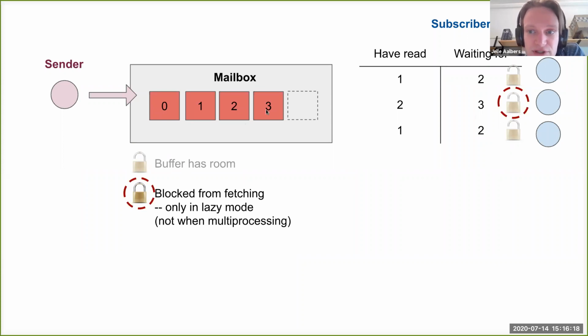The other thing that happens is, since we placed this message in here, and that is now equal to the maximum of this waiting for table, this lock gets activated. So the sender isn't allowed to put in another message when we're in lazy mode. And that is basically whenever you're not multiprocessing, unless you specifically disable it. So now we know that the sender isn't going to be the next thread to run, but any of these could start to move.